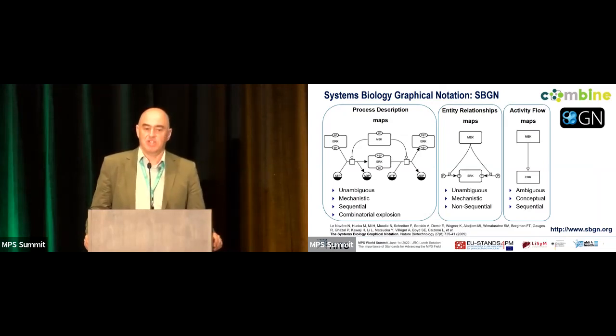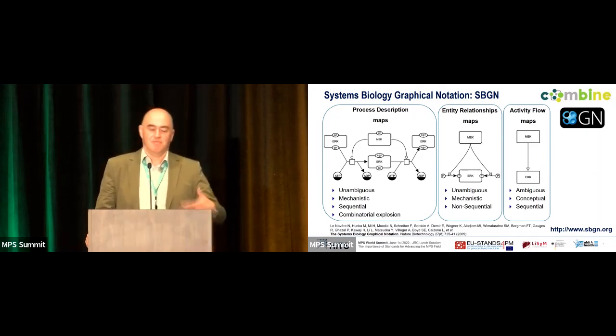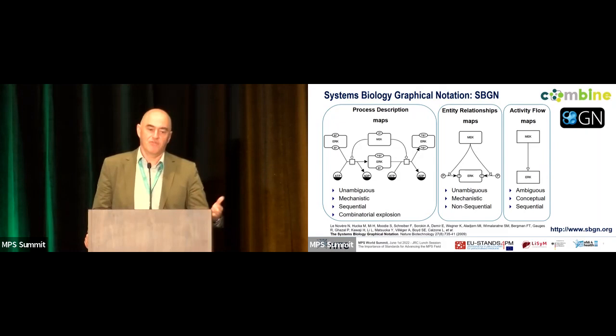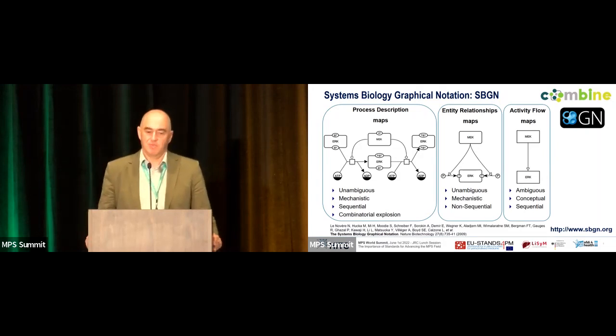It's the Systems Biology Graphical Notation, SBGN, and there you can have different levels of detail to describe your model: a very detailed process description map, a less detailed entity relationship model showing which entities in the model connect logically, and then a very bird's eye view display, in a standardized way, of the information flow, the activity flow.